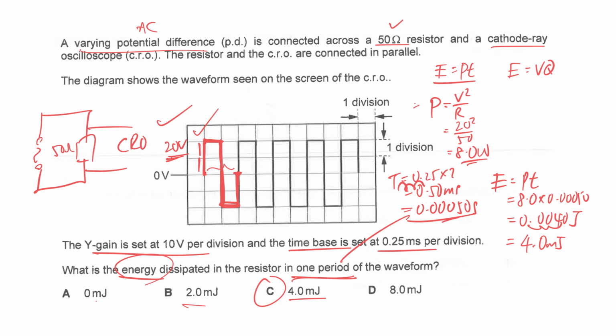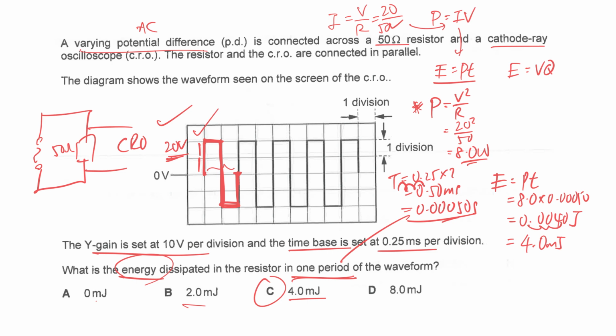Of course, if you did not think of using power equals to V squared over R, you can also use power equals to IV. And since you do not have the I, you can find the I using V over R, which is your 20 volt divided by 50. Then you find the current, which is 0.4 ampere. Then you sub inside here. That will be slightly longer.